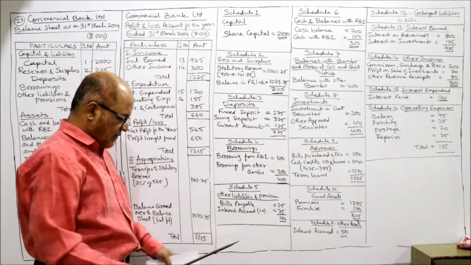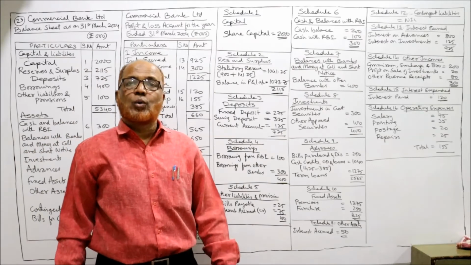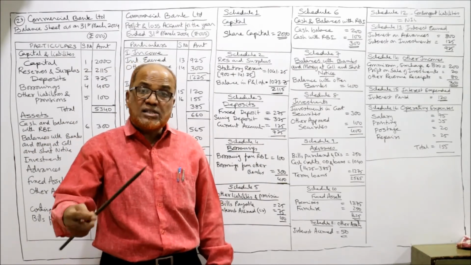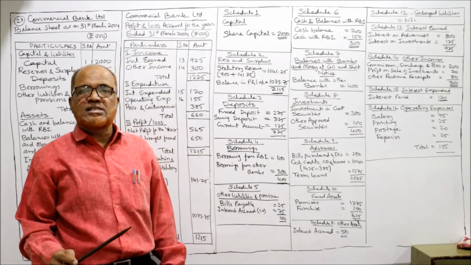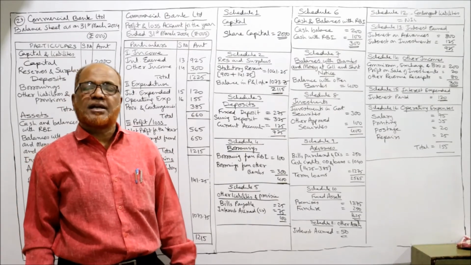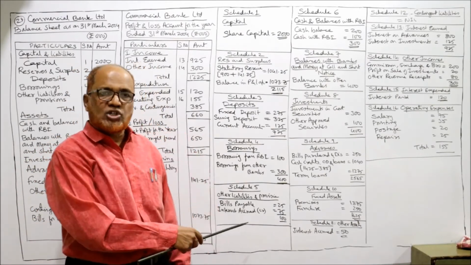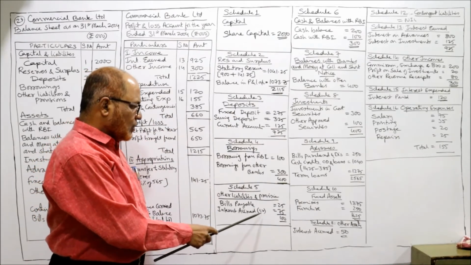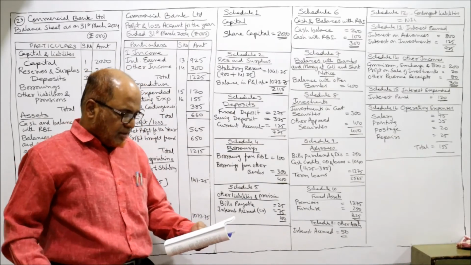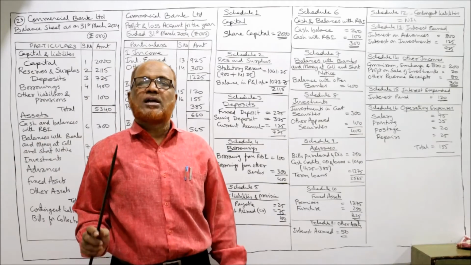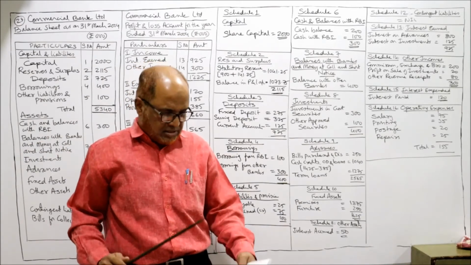Bills payable, 25. Interest accrued. This is interest payable because interest is given on the credit side, credit balance. So interest payable will be taken in schedule number 5. Interest accrued, credit balance, 75. That's all. We have seen all the trial balance items. It will appear only once.